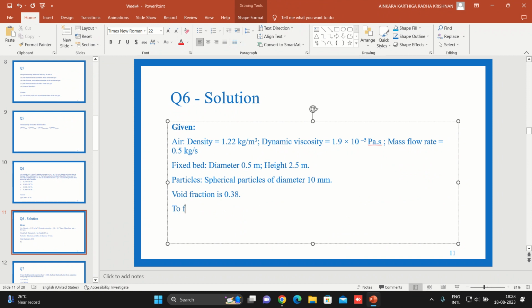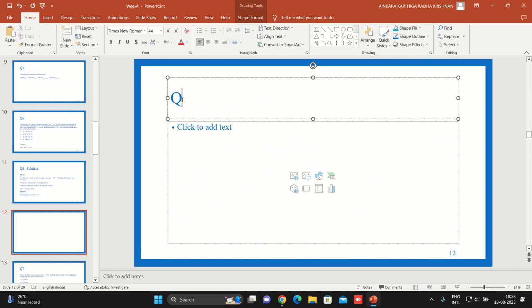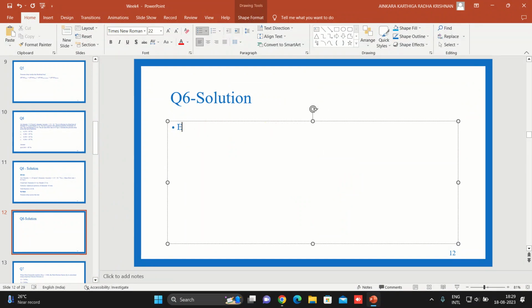To find: pressure drop across the bed. So this one is the given and this one is the to find. From this we need to find the pressure drop across the bed. So what equation do we get from this? Question 6 solution. In this we tend to use Ergun's equation.